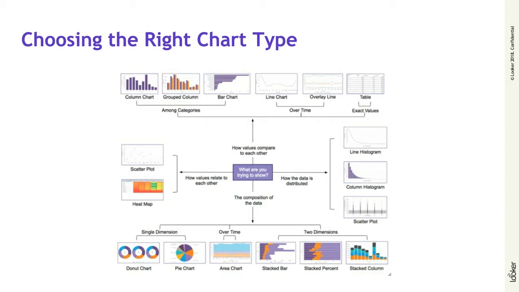Composition on the bottom there. That'll focus on how the data is sliced and diced in different ways, what makes it up. And data relationships on the left. These tend to focus on how individual data points relate to each other to help identify clusters or correlations.